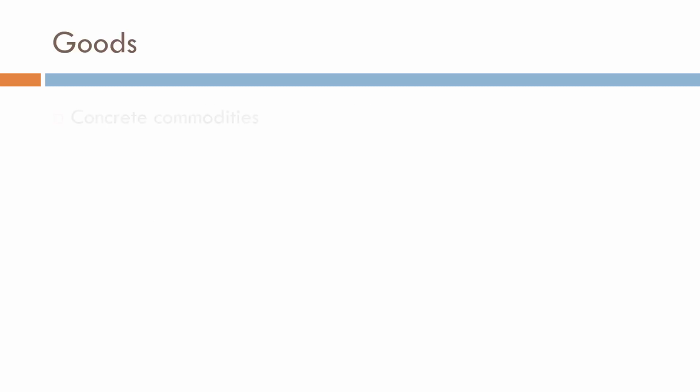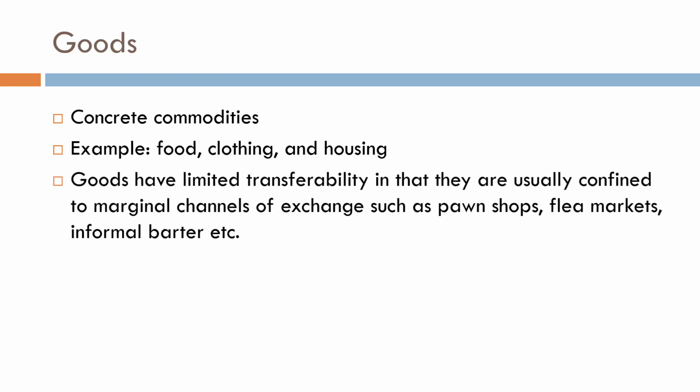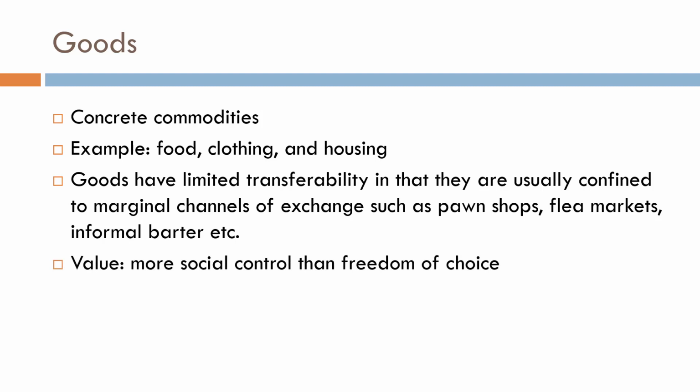Next, we have goods. These are concrete commodities. For example, things like food, clothing, housing. Goods have limited transferability in that they are usually, like if they are going to be exchanged, those exchanges are confined to marginal channels such as pawn shops, flea markets, informal barter, etc. So the value here is definitely more on the social control side than the freedom of choice side.